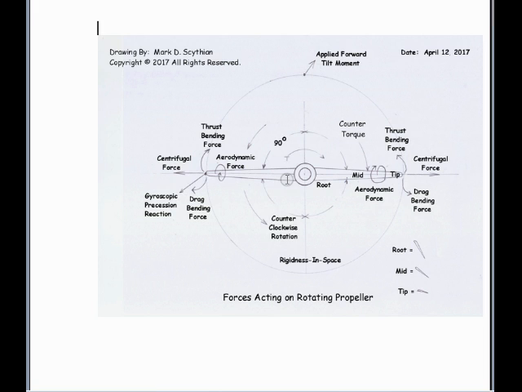And then the last moment or force acting upon a rotating propeller is called rigidness-in-space. Since the RPM of the blades will cause a certain disk area to manifest due to the fact that the blade is in so many positions over such a small amount of time, the centrifugal force is somewhat equalized outward, causing this entire structure to become very rigid, and it's very hard to move.